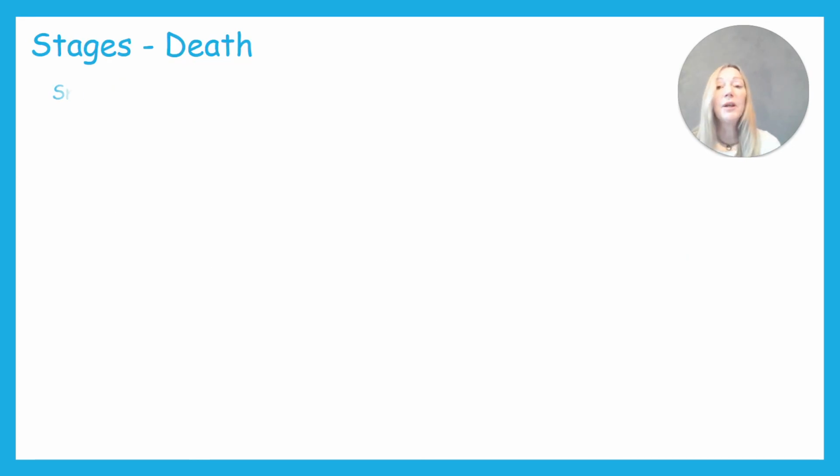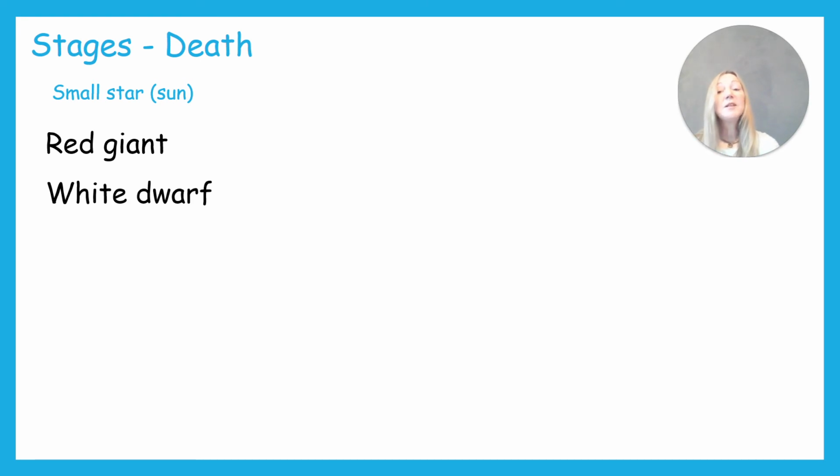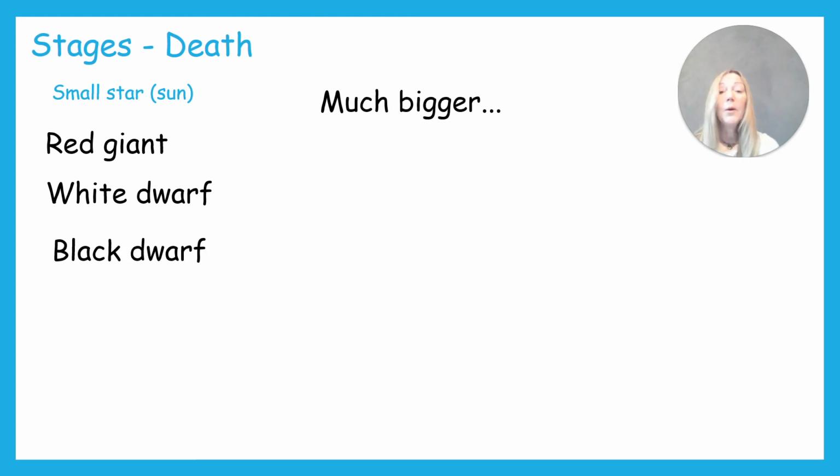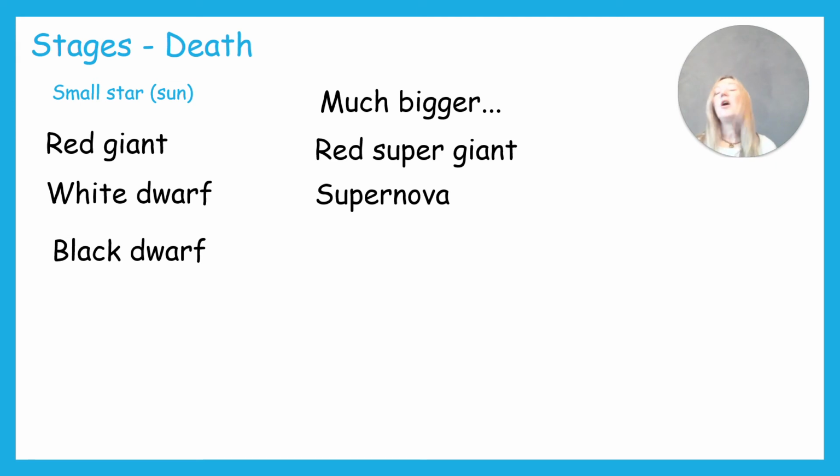So here's a little summary of the death of stars. Small stars like our Sun would first become a red giant, then a very, very hot core, which is a white dwarf. And when that runs out of energy, it becomes a black dwarf. But much, much bigger stars become red supergiants. And because they collapse so violently, it becomes a supernova. And it's this supernova that is really bright and explodes into the atmosphere, throwing out all of those elements.